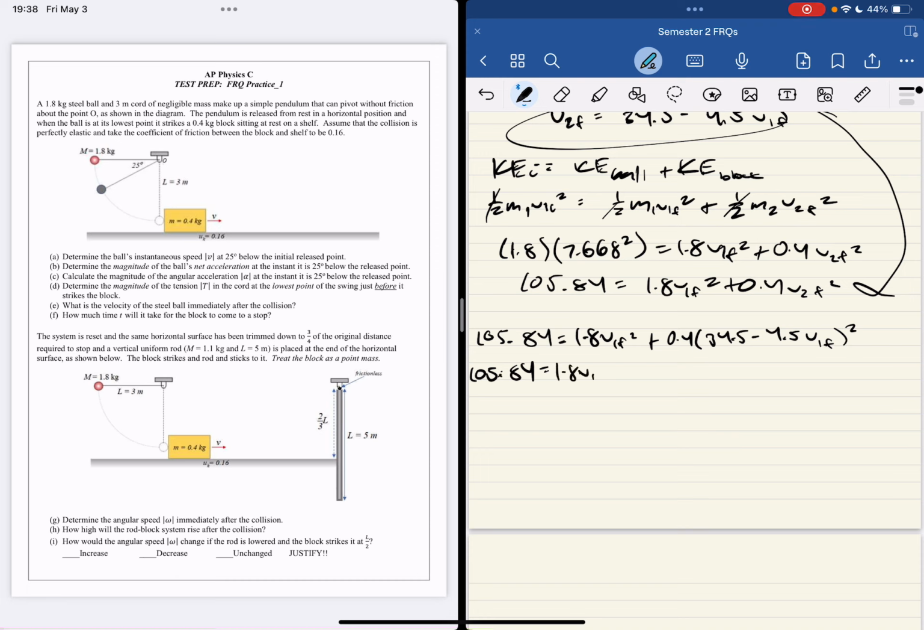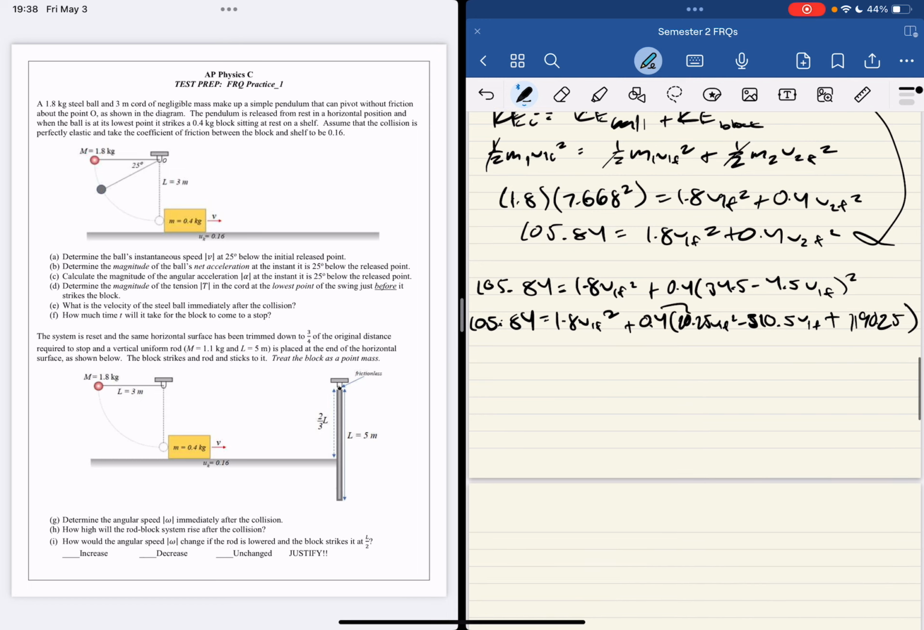So 1.8 V1F squared plus 0.4. And when you FOIL this, we're going to get 20.25 V1F squared, no, sorry. It's going to be minus, because of the negative, so minus 310.5 V1F plus 1190.25. I'm going to distribute the 0.4 to all of these.